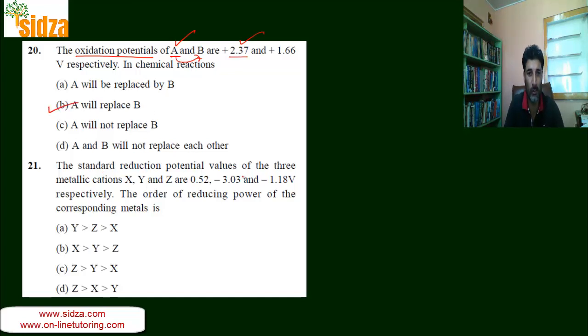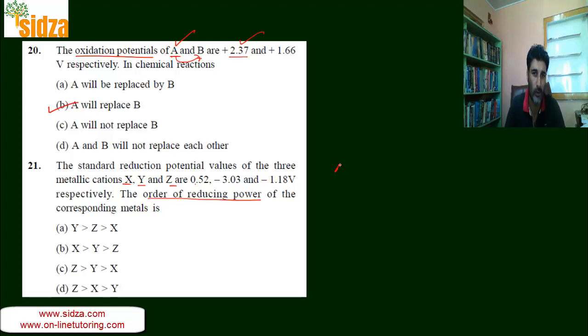The standard reduction potential values of the three metallic cations X, Y and Z are 0.52, minus 3.03, and minus 1.18. So the order of reducing power of these metals will be: the metal that has high reduction potential, remember, high reduction potential means high tendency to gain electron, a metal that has a higher reduction potential will have the lowest reducing power.